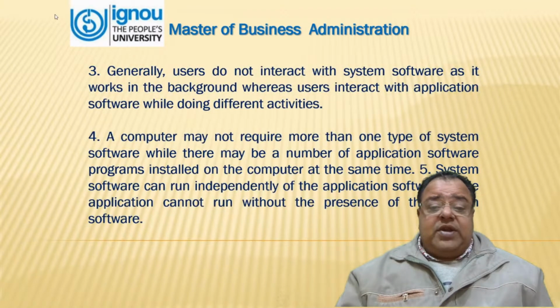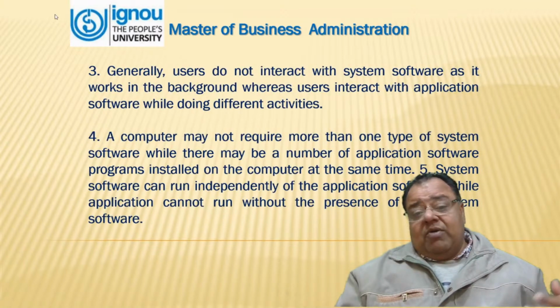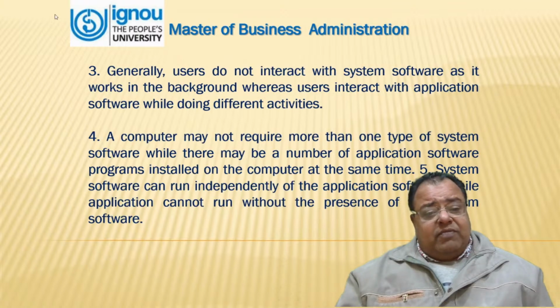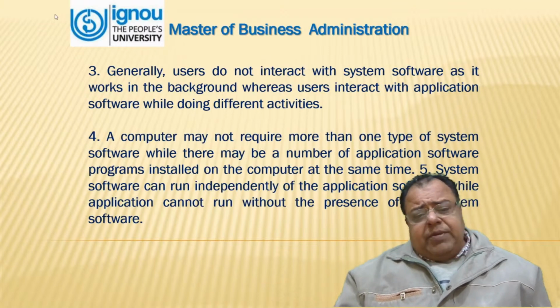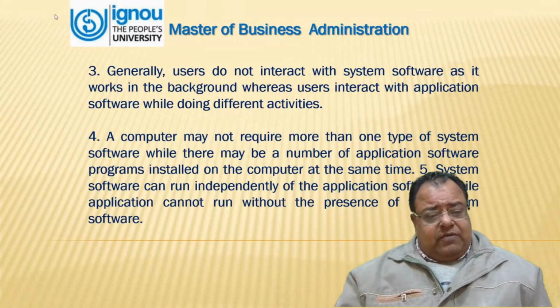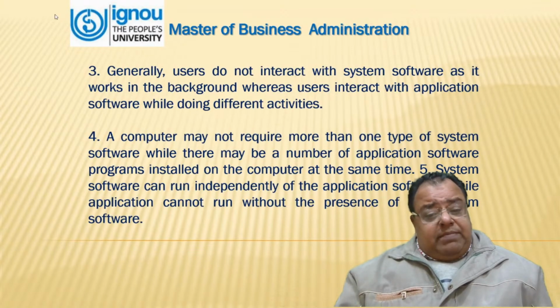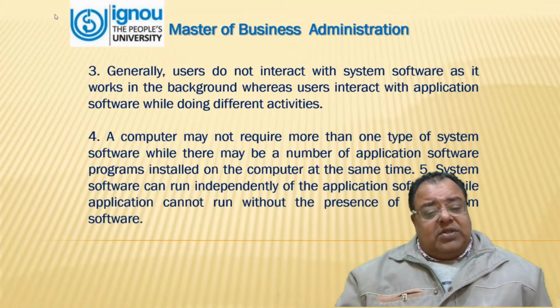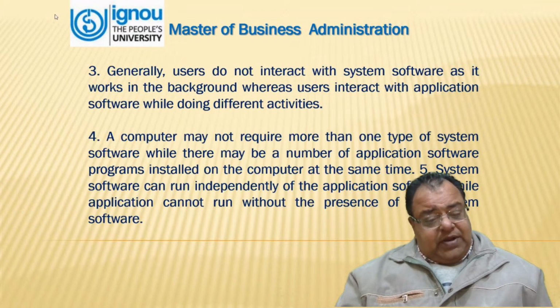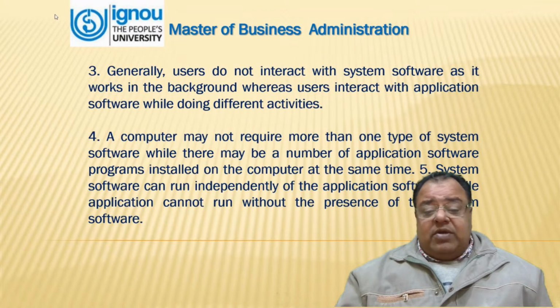Generally, users do not interact with system software as it works in the background, whereas users interact with application software while doing different activities. A computer may not require more than one type of system software, while there may be a number of application software programs installed on the computer at the same time. System software can run independently of the application software, while application software cannot run without the presence of the system software.